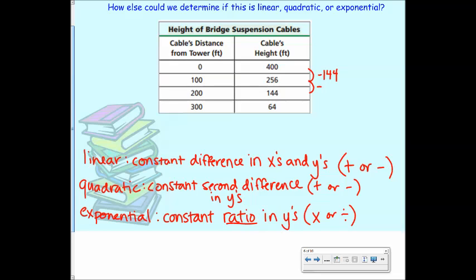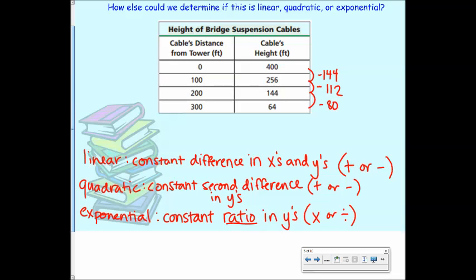Minus what? 112, did you say? 12? Okay, so I can keep going, but do I need to? No? Okay, I know right now, as of right now, it's not linear. I do need to keep going to figure out if it's quadratic, though. So how do I go from 144 to 64? Is it 80? So minus 80.